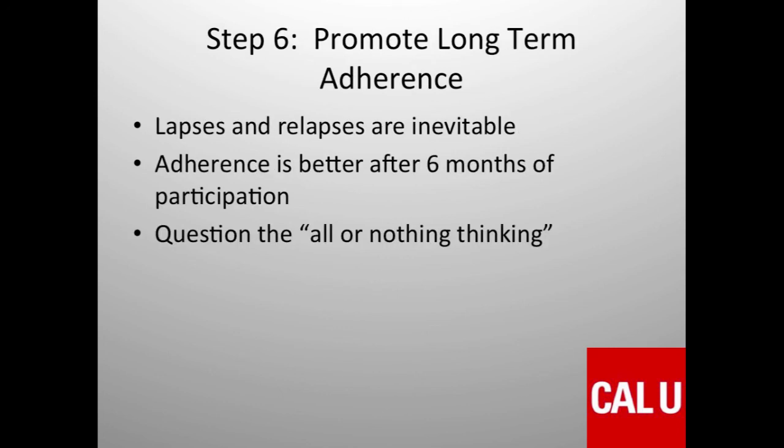Step number 6 is to promote long-term adherence. So when you start an exercise program, whether you're an older adult or a younger person, lapses and relapses are inevitable. Adherence tends to be better after 6 months of participation. And we want to try not to use all or nothing thinking. With the client, let's say they're going to do their exercise program 3 times a week, well, they managed it twice this week.